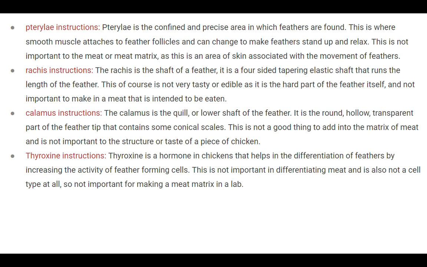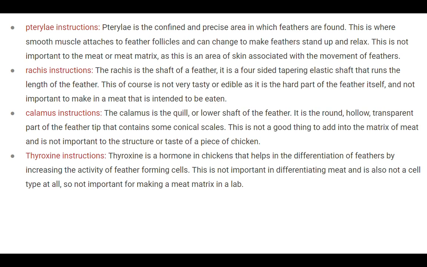The next incorrect answer is rachis instructions. The rachis is the shaft of the feather. It's a four-sided tapering elastic shaft that runs the length of the feather. This, of course, is not very tasty or edible, as it is the hard part of the feather itself, the part you can hold on to, and gives it some structure. It's not important to make meat that is intended to be eaten. If you had these in your meats, then it'd be cutting up your mouth and poking you all over the place, and not very comfortable, not very important.